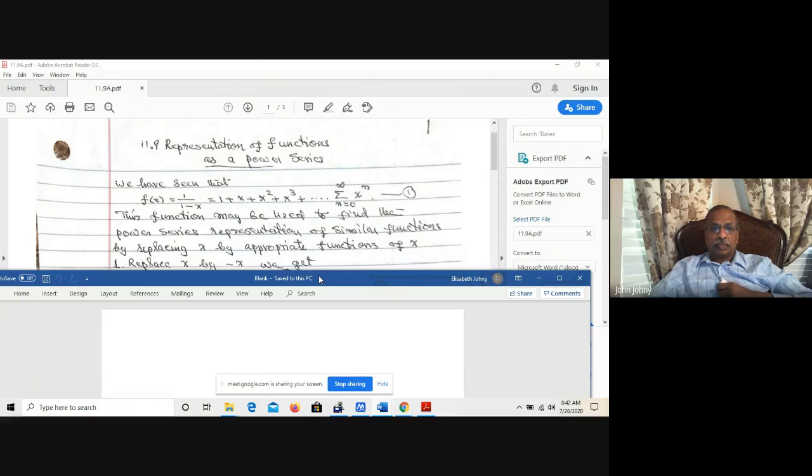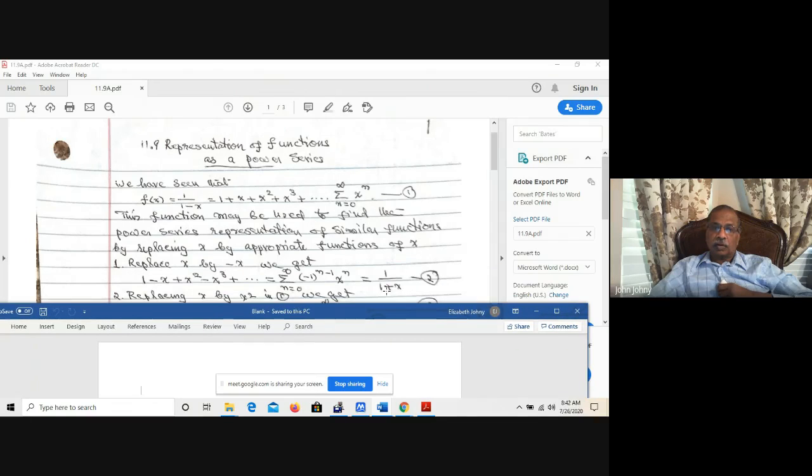So if you replace x by -x, it becomes 1 over 1 plus x, from 1 over 1 minus x. 1 over 1 plus x is equal to 1 minus x plus (-x) squared, which is the same as x squared, minus x cubed plus (-x) to the power of 4, which is the same as x to the 4. So all the even power terms are positive and odd power terms are negative.